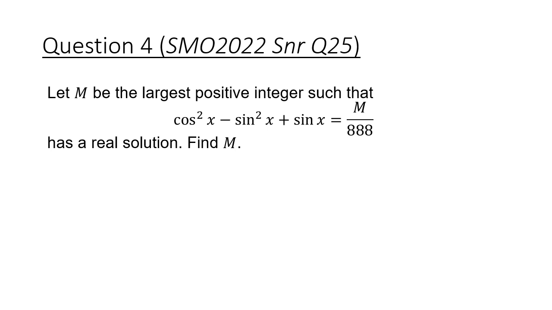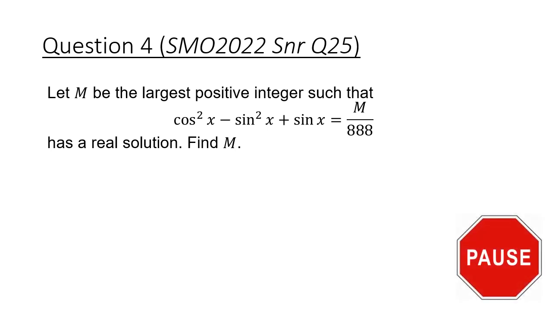Question number 4. Let m be the largest positive integer such that cos squared x minus sin squared x plus sin x equals m over 888, that this given equation has a real solution. Find this value of m. Pause the video here and give this question a good try.